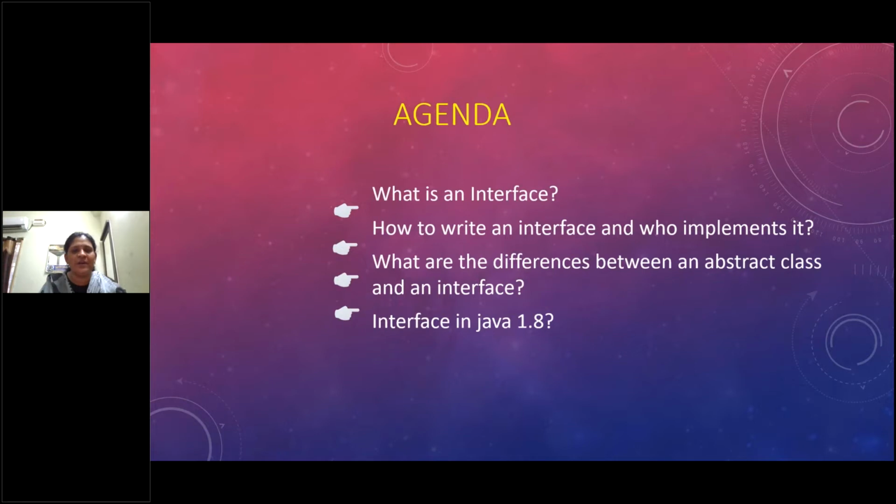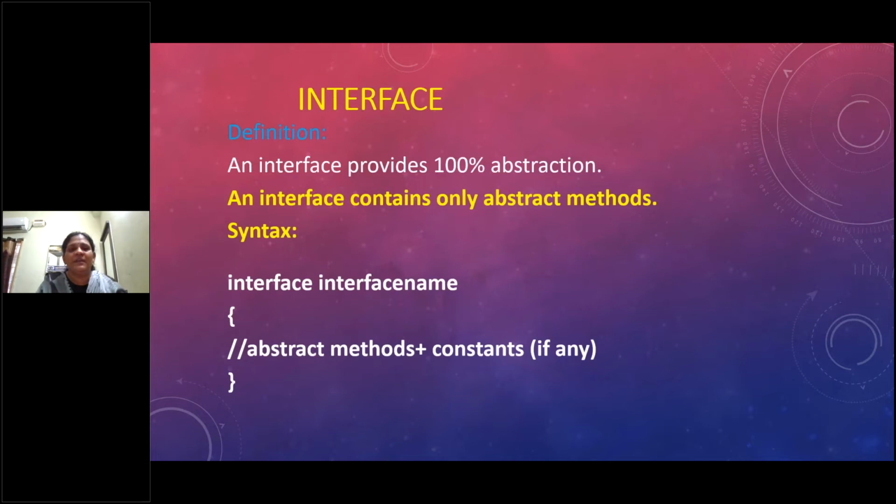Okay, now let's go ahead with the basic definition of interface. What is an interface? An interface provides 100% abstraction, meaning interface contains purely abstract methods. It contains only abstract methods. What does the abstract class contain, students? How have we written the abstract class in the previous session? It contains a few abstract methods as well as a few concrete methods also, isn't it? Yes, ma'am. Abstract class contains a few abstract methods and also a few concrete methods. But the interface contains only abstract methods. It won't contain any concrete methods.